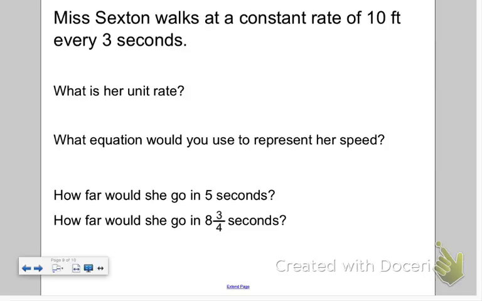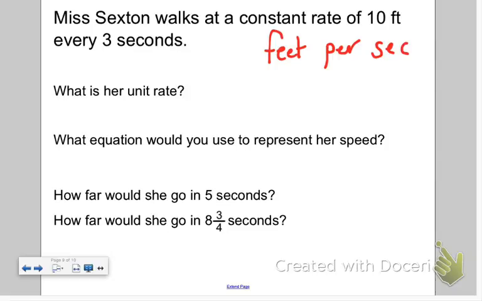Okay, so what if we changed it up? What if I said it's me? Maybe not a student, it's me, and I'm walking at a constant rate of 10 feet every 3 seconds. What's my unit rate? Remember, unit rate is how much for 1. You know that I go 10 feet in 3 seconds. So I want to know how many feet do I go in 1 second? How many feet per second?